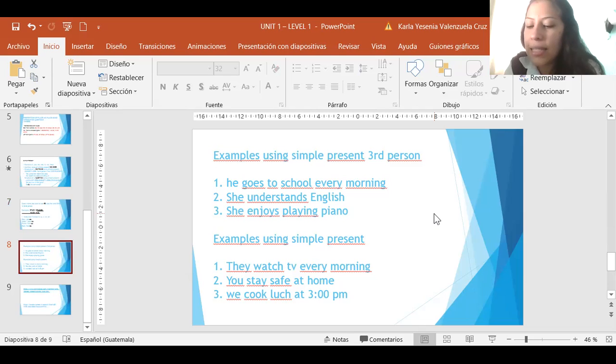¿Sí? Ya les dije, los mejores amigos para el simple present, do y does. The best friends for simple present, do or does. No more. Okay? Those are going to be our best friends to make reference for simple present. No more.